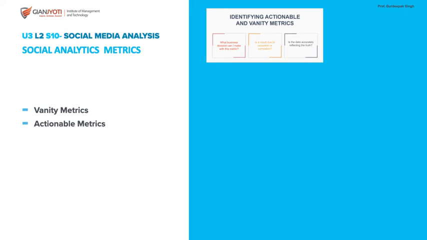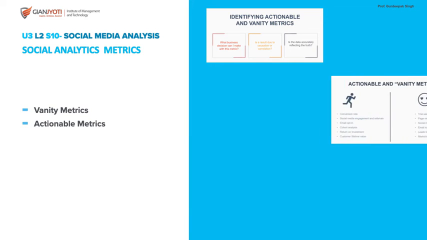So how do you identify the actionable from the vanity metrics? You need to answer 3 questions. What business decision can I make with this metric? So that is the first thing. Is the result due to some correlation, some causes? So you need to look at that. Is the data accurately reflecting the truth? So again, you need to use the stats for that.